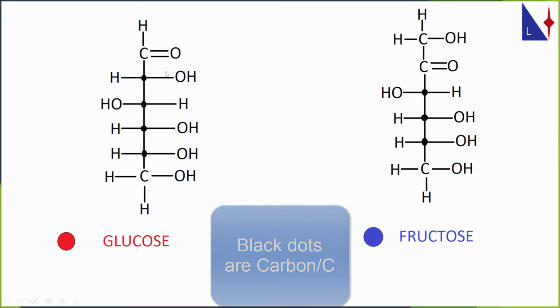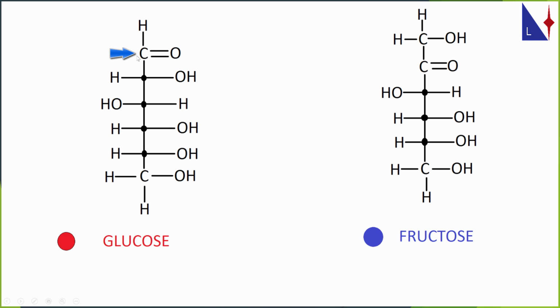But let's see what is the difference. This is an aldehyde group. This is present at one end, and this is a ketone group because it is attached to carbon on both sides. So this is the difference. Fructose is a ketose sugar and glucose is an aldose sugar.